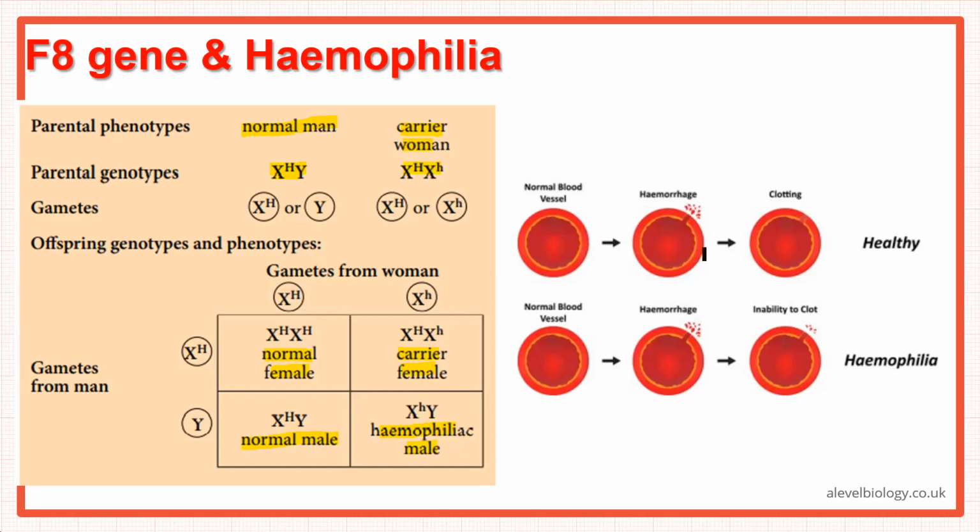If you look at the diagrams here, they have shown a healthy blood vessel. There's a normal blood vessel, and if hemorrhage occurs, because of the clotting factor it will eventually lead to clotting and no more bleeding happens. But in hemophilia, the blood vessel is normal and hemorrhage occurs, but your ability to clot is minimized or is not there. So this is what happens in hemophilia.